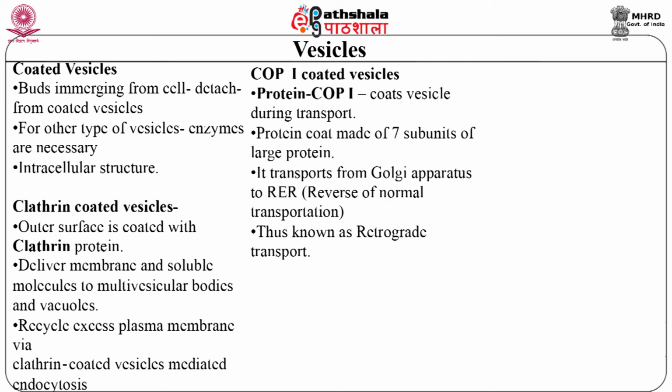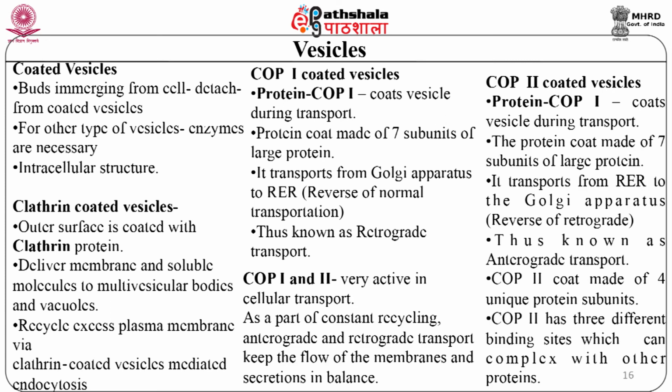COP1. COP1 is another protein that coats vesicles during protein transportation. However, these vesicle coat transporters go from the Golgi apparatus to the rough endoplasmic reticulum. Since this is the reverse of the direction of normal transportation, it is known as retrograde transport. The protein coat is made up of large protein subcomplexes that possess 7 unique subunits.